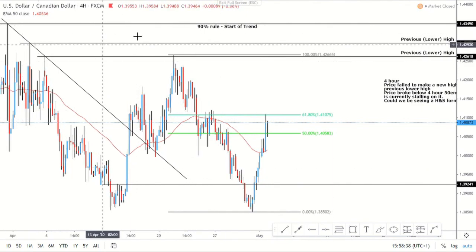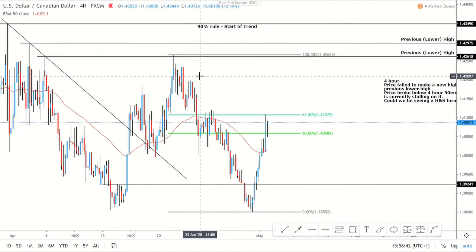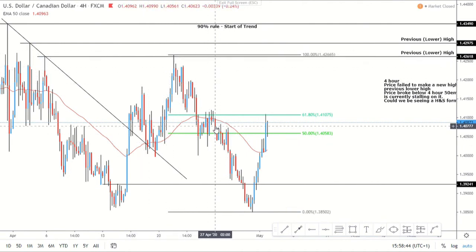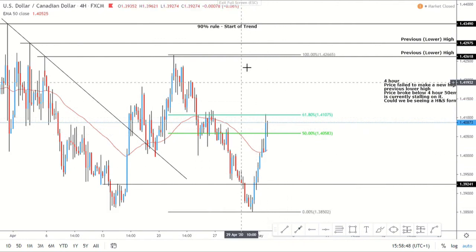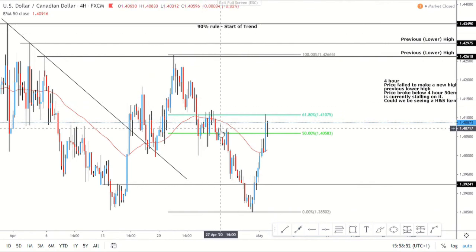So we've got 90% rules to start the trend, lower high. Price comes to the lower high, rejects it, and comes to the downside. So now what we could be seeing is the high to the low, we could just be seeing a 61.8% fib retracement. And then obviously the head and shoulders we had did play out last week. So left shoulder, head, right shoulder.